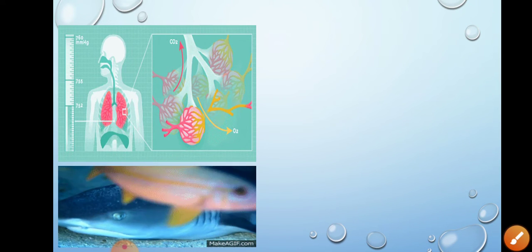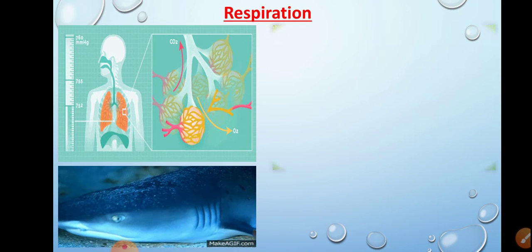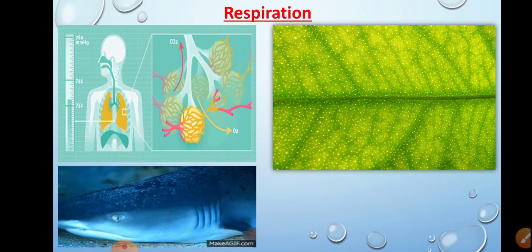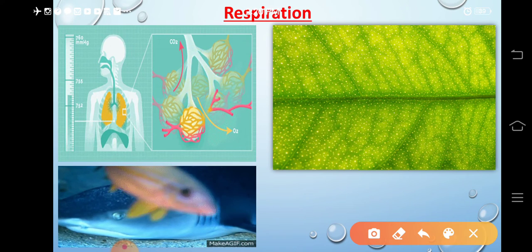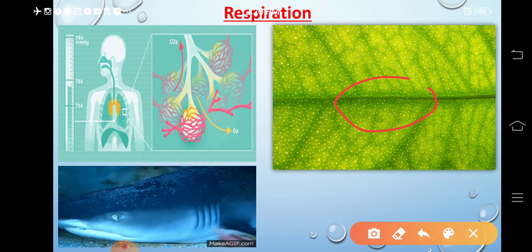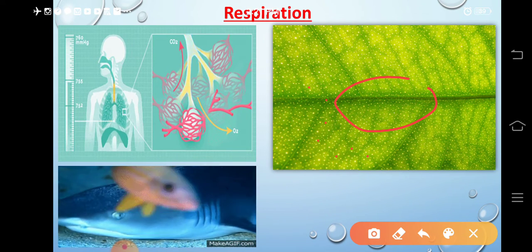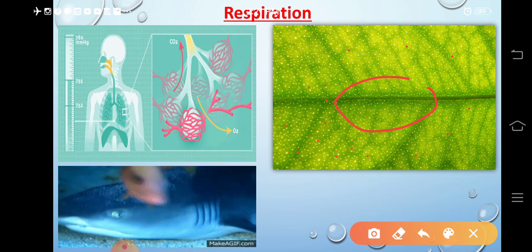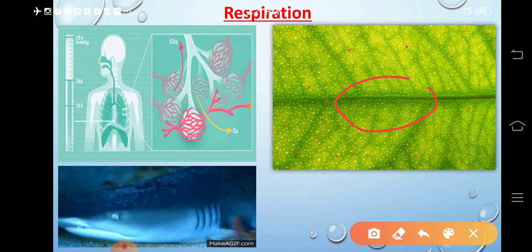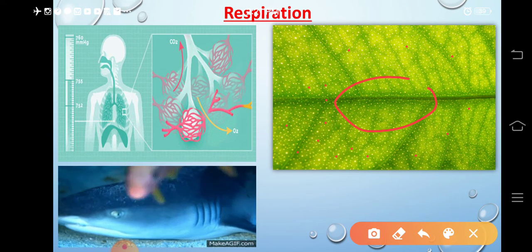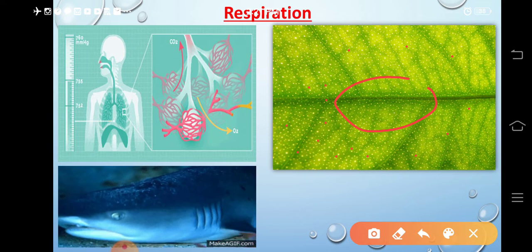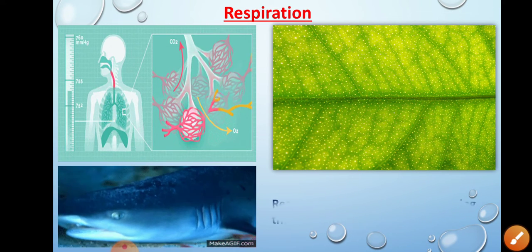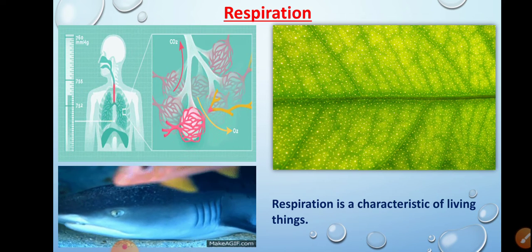But do you know plants also respire? Yes, plants also respire by means of microscopic pores. This is a picture of a leaf of a plant, and you can see small dots there. These are microscopic pores present on the leaf. Not only on the leaf, you can see them on the stem also. By means of these microscopic pores they respire. So we can say respiration is a characteristic of living things.